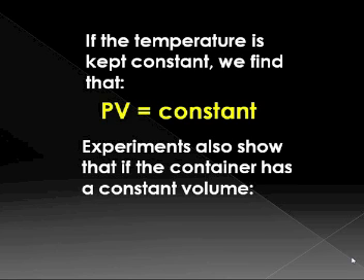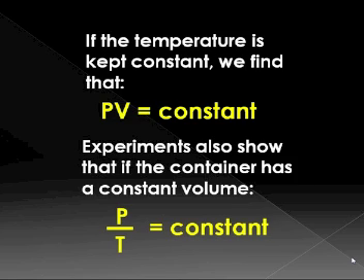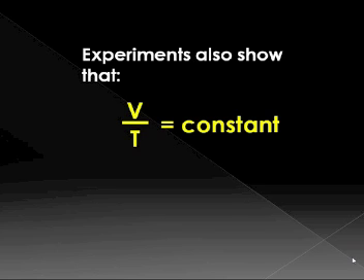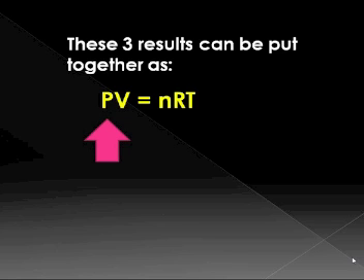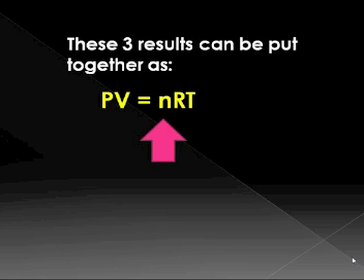And you can do experiments to show that if the container has a constant volume, pressure over the temperature also equals a constant. And experiments can also show that the volume over the temperature is a constant. So we'll put these three results together into these ideal gas formulas. The first one, PV equals nRT. P is the pressure, V is the volume, and n, notice little n, is the number of moles of gas.